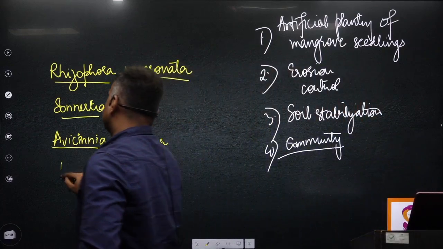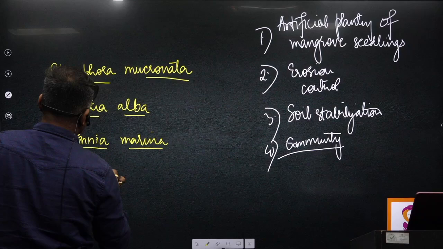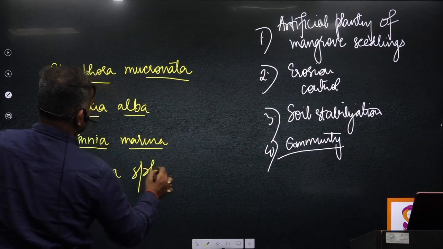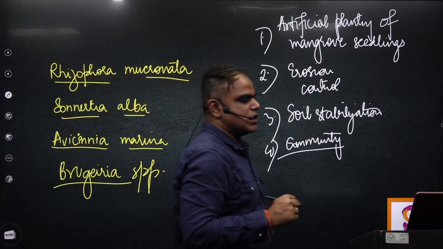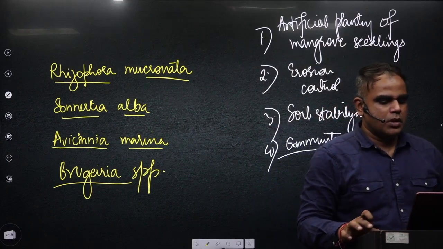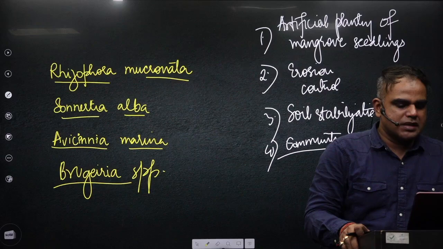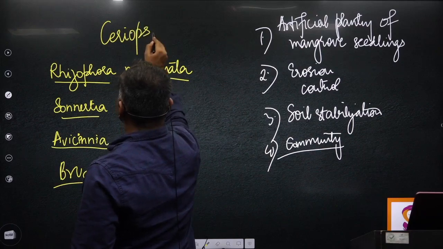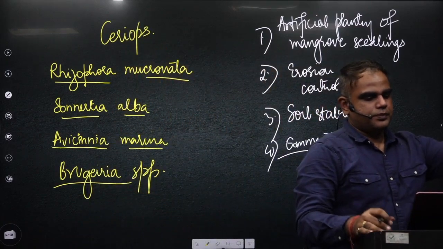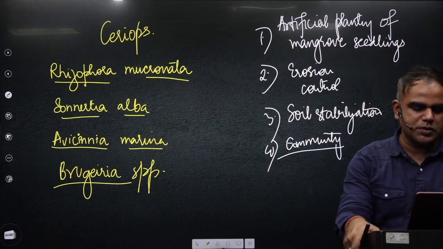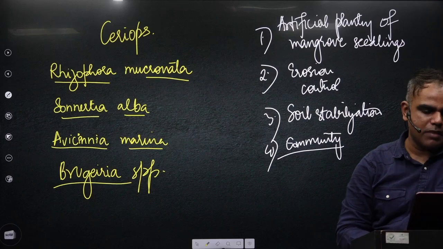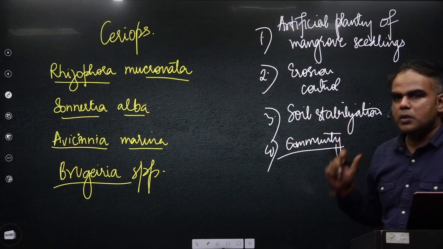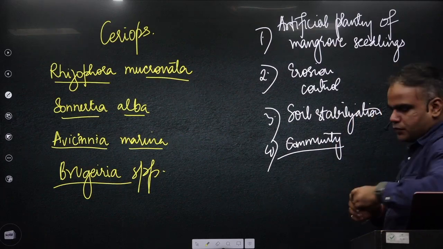Bruguiera species. I'm writing spp., but there are also specific species here, Bruguiera, and there is also a species which is known as Ceriops, C-E-R-I. You can write down Ceriops species or Ceriops tagal. These are all mangrove related species that we can talk about, how they are overall helpful. That is how we can address this particular question.